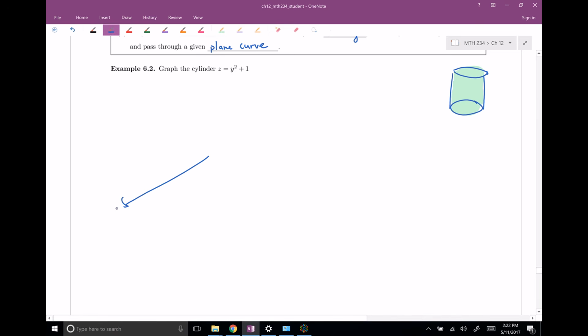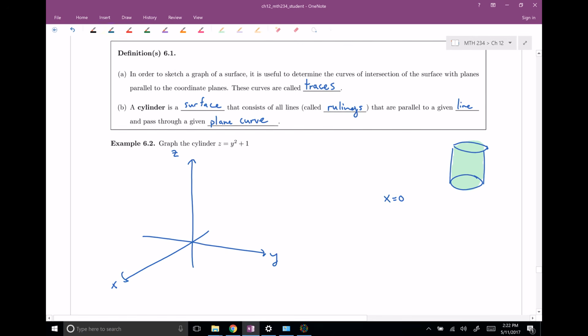So I'll have my x-axis, I'll have my y-axis, and I'll have my z-axis. And so this is where I'll graph it. But I notice again that there are no x's. So I'm interested in graphing along the plane. Up here, I'm thinking about traces right now. I'm doing planes that are parallel to the coordinate planes. So x equals 0 is a coordinate plane itself. It's the yz plane, right?